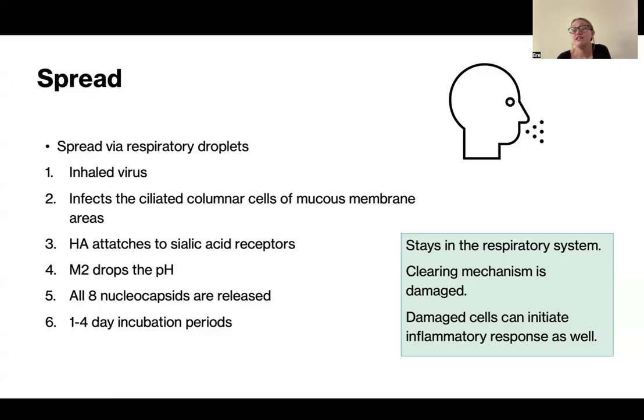And also, that damage can initiate inflammatory responses as well, because our body is like, oh my gosh, something's damaged. And they send out these inflammatory responses like TNF alpha, cytokines, all kinds of things. And that can be helpful or it can be harmful.